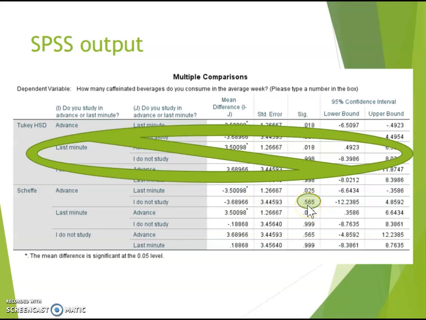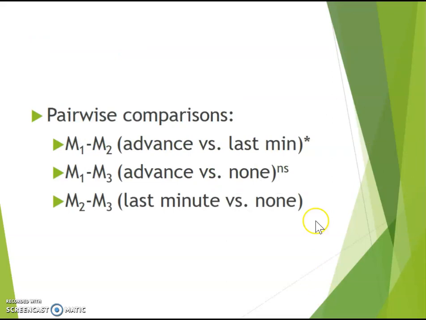In this case, this value is not less than our alpha level. So anytime our value is not less than our alpha level, that means it's a not significant difference, or non-significant difference. So the way I want to indicate that back on my notes here is I'm just going to put an NS next to that pairwise comparison to indicate that these two groups weren't significantly different from each other.